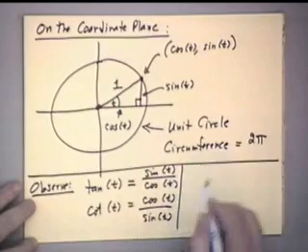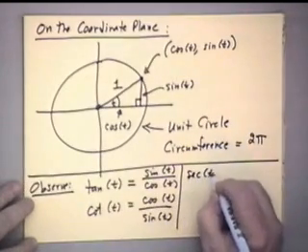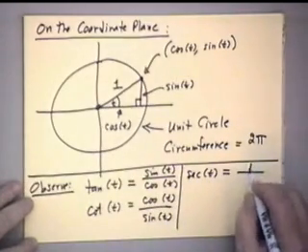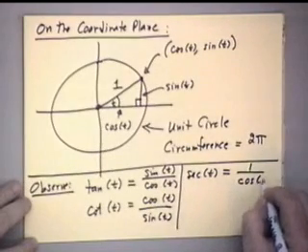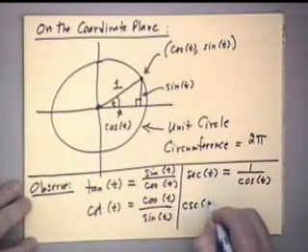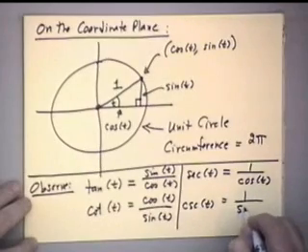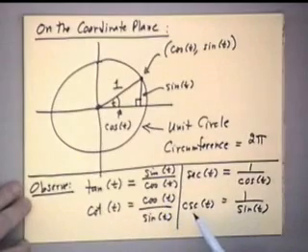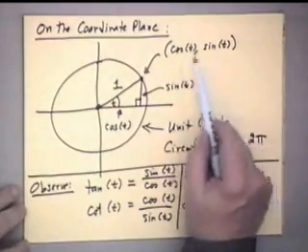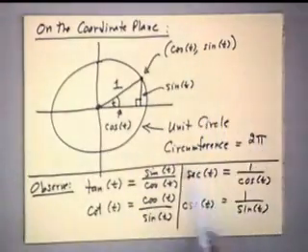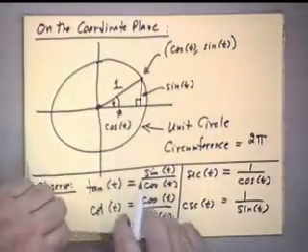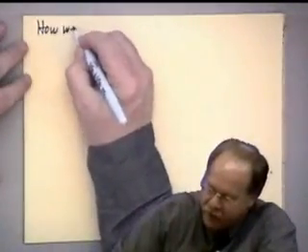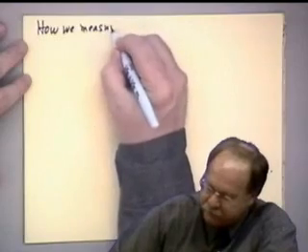And then the other 2 functions, the secant of t can be interpreted as 1 over the cosine of t, and the cosecant of t can be interpreted as 1 over the sine of t. Now, what's the advantage to all of this? Well, everything is written in terms of sine and cosine. So if we learn everything we can about these two functions, we'll be able to calculate all the other trigonometric functions.